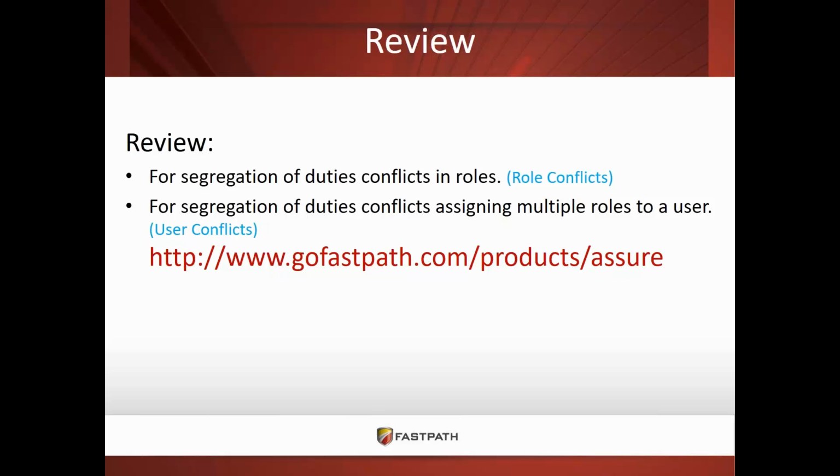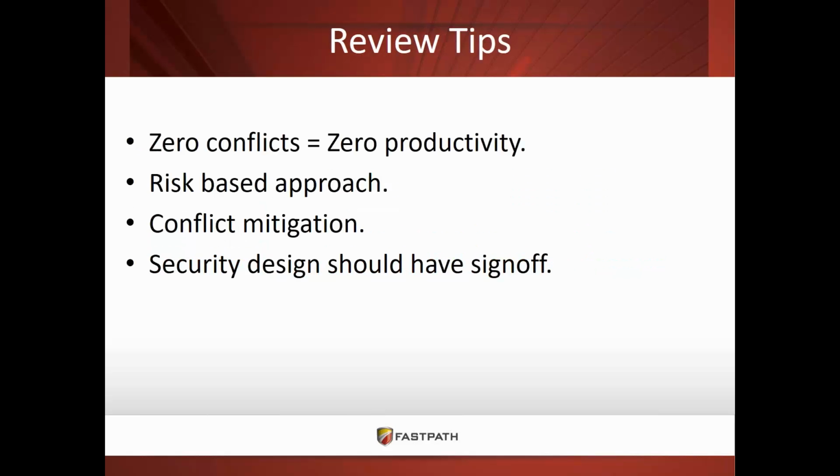And some tips on doing your review: 0 conflicts equals 0 productivity. It's not reasonable, and you're going to produce inefficient processes. You want to be able to have your people work. You just want to make sure that there isn't too much risk. And you also want to make sure that if there are areas of risk, you can mitigate it in other ways. It's not necessarily pulling all their access away from them within the system. Maybe it's putting external controls on what they're doing.